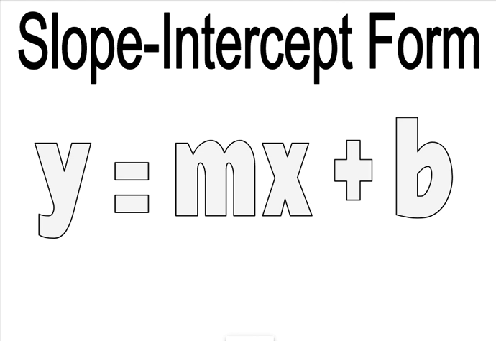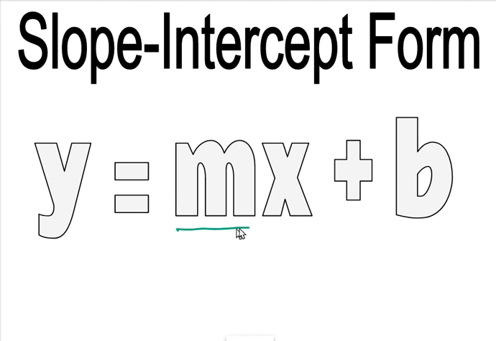Okay, we are going to review slope-intercept form. A couple reminders before we start. Remember that we're graphing lines, and those lines are made up of ordered pairs, x's and y's, and that's where our x and our y in this slope-intercept form come from.